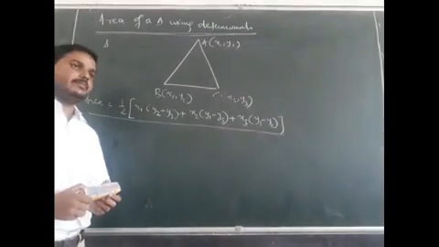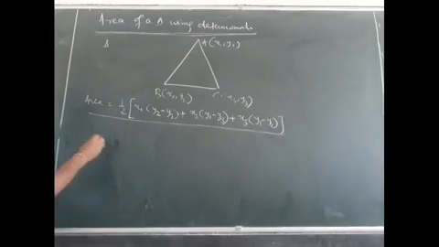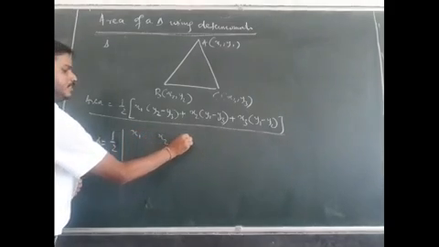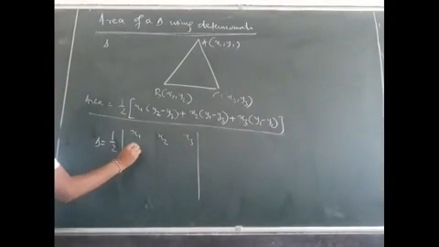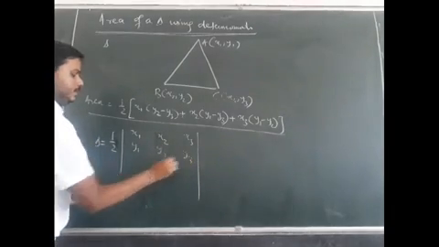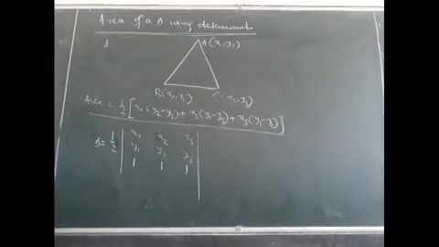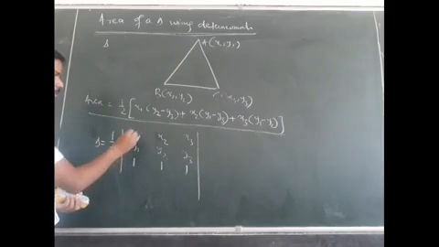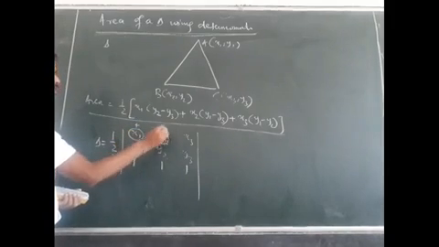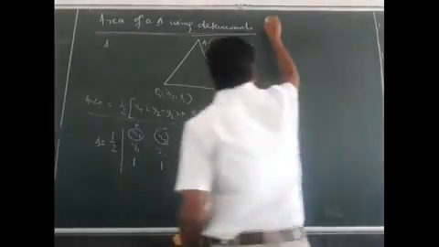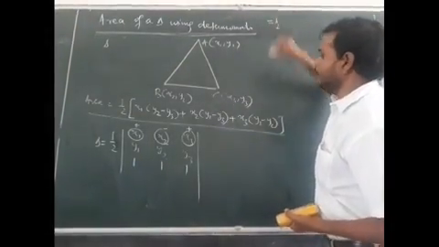So for that I am writing an expression. Suppose half of delta equals half of this one. In the first row you write x1, x2, x3. In the second row you write y1, y2 and y3. And in the third row you write 1, 1 and 1. Now let me expand this. While expanding, this one is considered to be positive, this one is considered to be negative, and again this one is considered to be positive. So in the expanded form, I can write it as half.